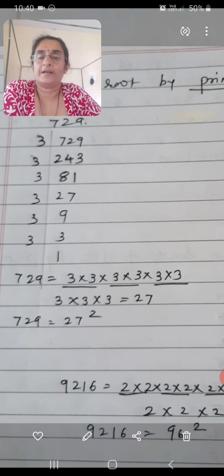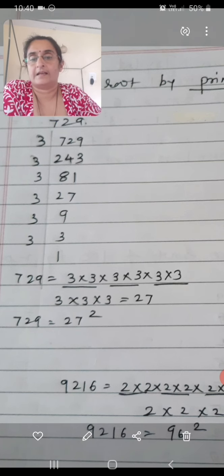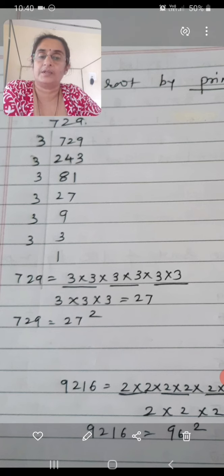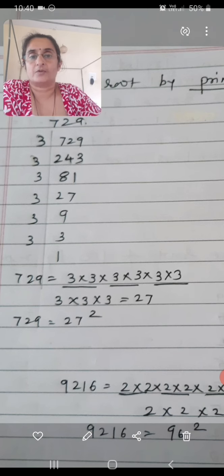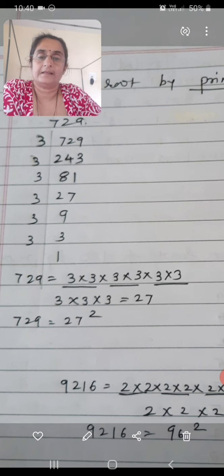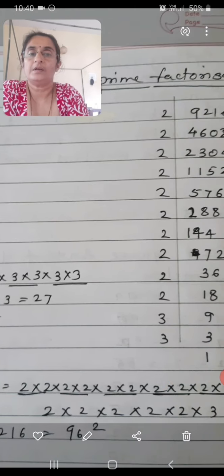6 times. So what is the prime factorization of 729? 729 is equal to 3 into 3 into 3 into 3 into 3 into 3. Now we have to make the pairs of the number. So how many pairs of 3 did we get? There are 3 3's. Multiply them, you will get 27, and that is the answer of the square root of 729.